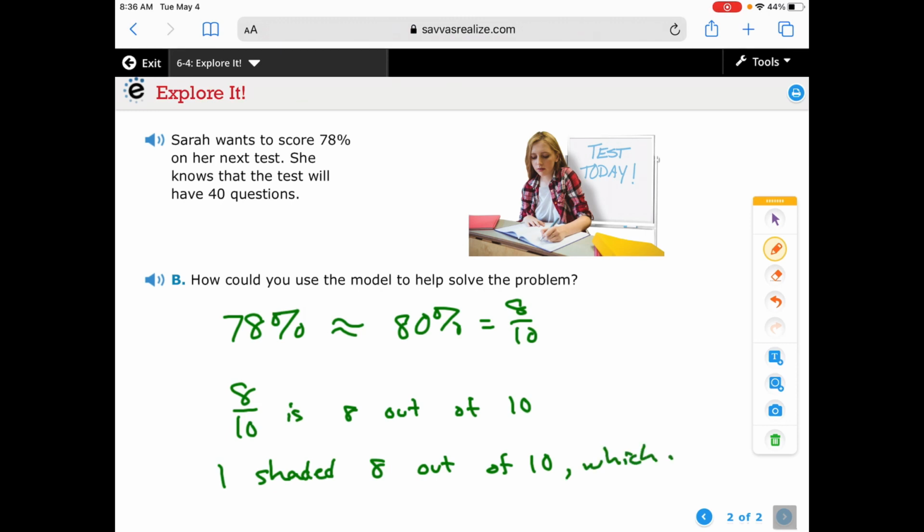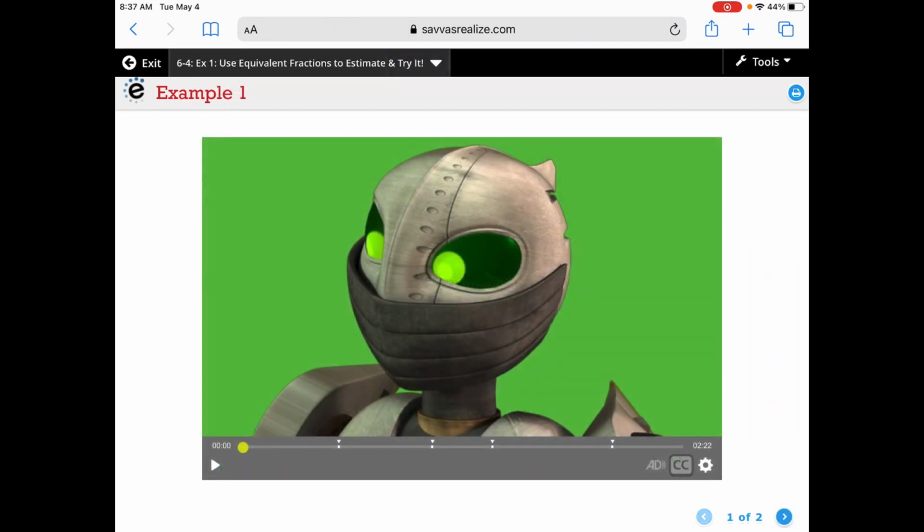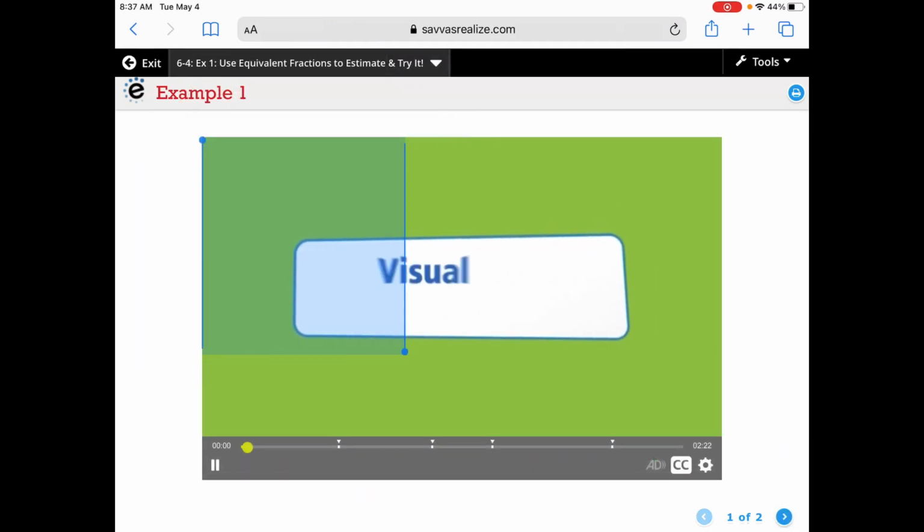which is 32 questions. All right, so we kind of broke it down to something smaller, and then we looked at the whole thing. And this is exactly what Sarah wants to get in terms of her test. So closer to 80% makes it a little bit easier on us, okay? So make sure this is written in on page 368. Follow along with example 1.